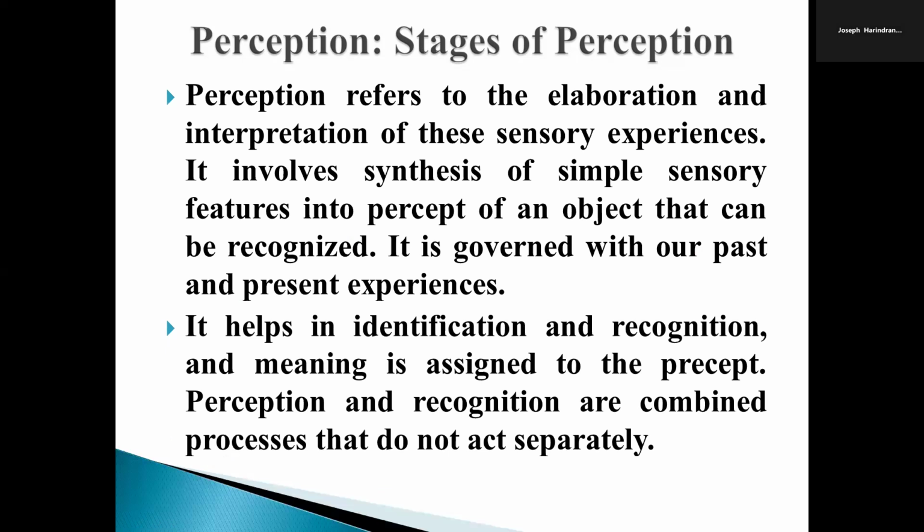What happens here? Perception and recognition are combined processes that do not act separately. Perceiving something, trying to understand something by our five senses, of course. With one of the five senses, the object is perceived, and then we recognize it. These two take place as a combined process.